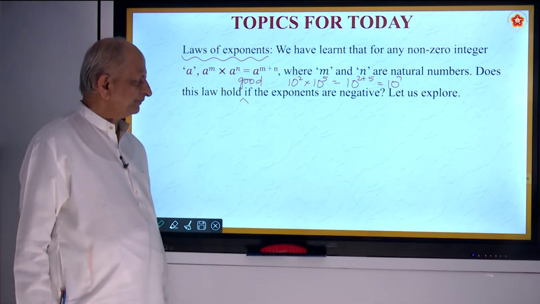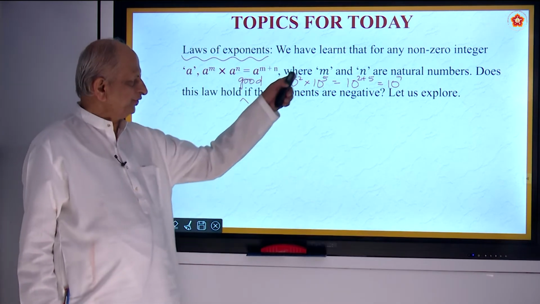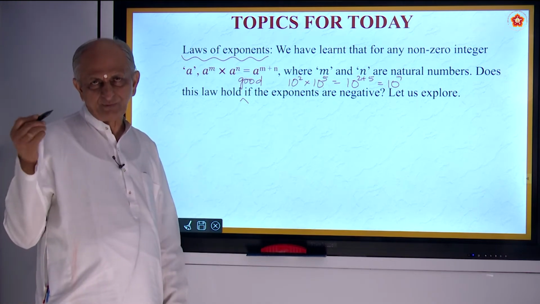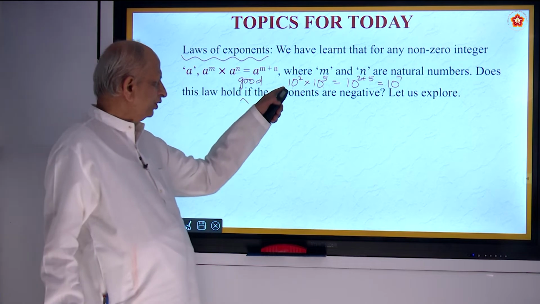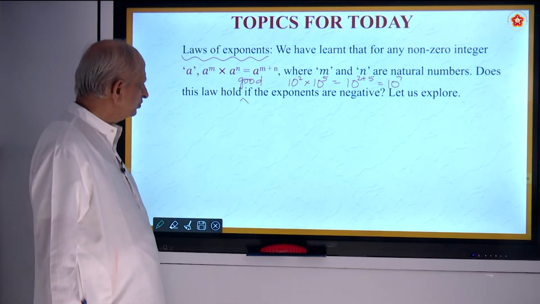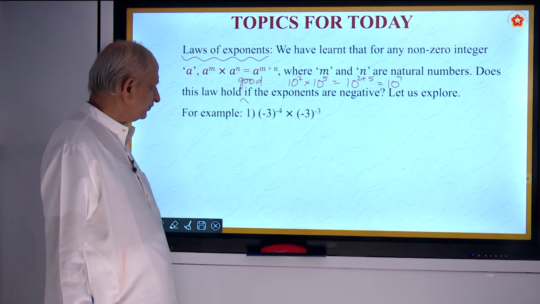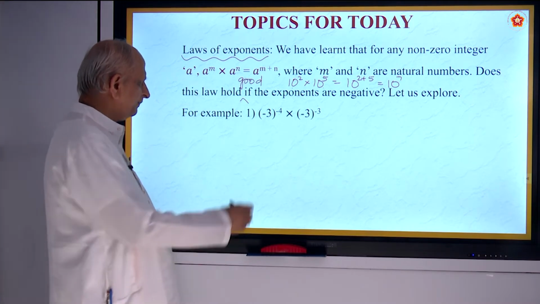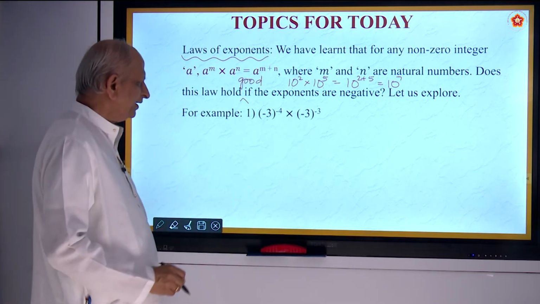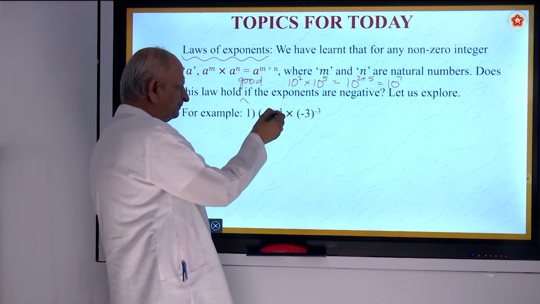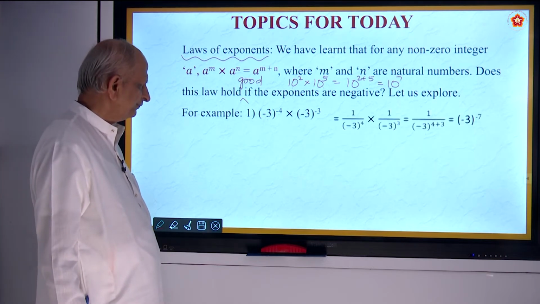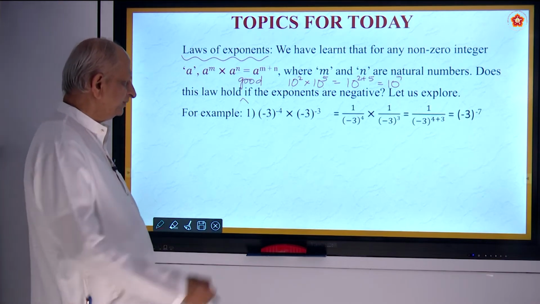Now, these are all positive values. Similarly, you can take base 2, base 3, base 4 like that, but the base a should be the same in both. Now, coming to negatives. So, here minus 3, the base is negative, and even the exponents are also negative. Will the law hold good? We will see.